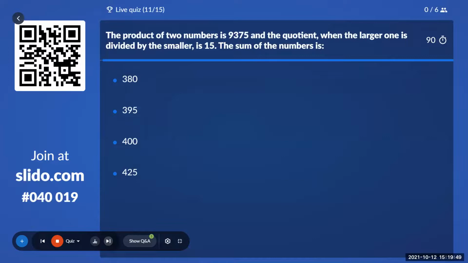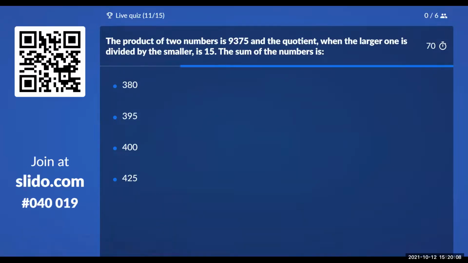Moving on. The product of two numbers is 9,375, and the quotient when the larger one is divided by the smaller is 15. So what is the sum of the numbers?